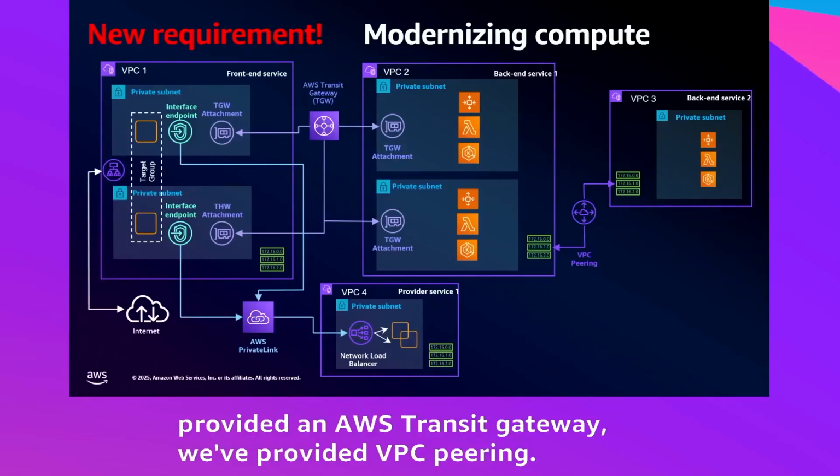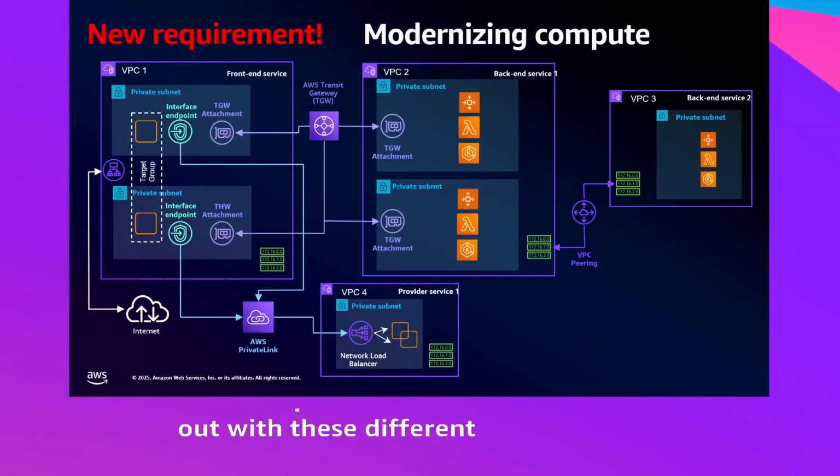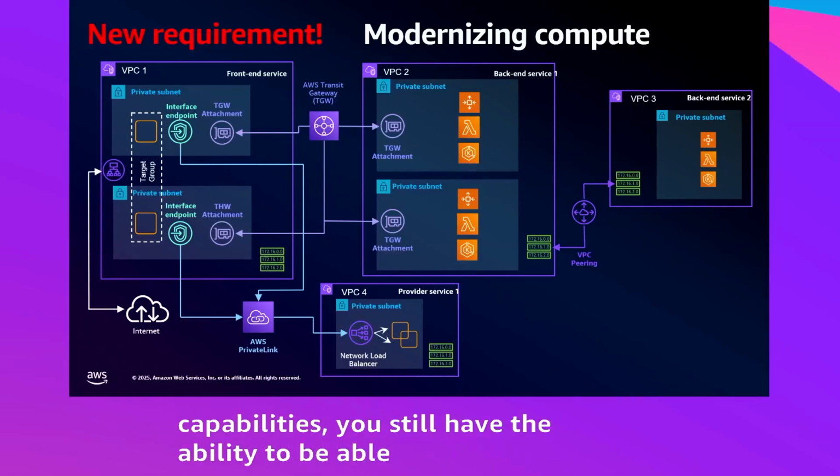We've provided an AWS Transit Gateway, we've provided VPC peering, and if we swap those EC2 instances out with these different capabilities, you still have the ability to modernize your compute without having to change much in the architecture.